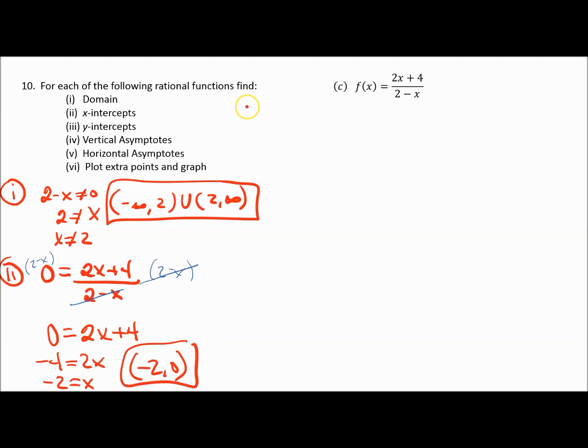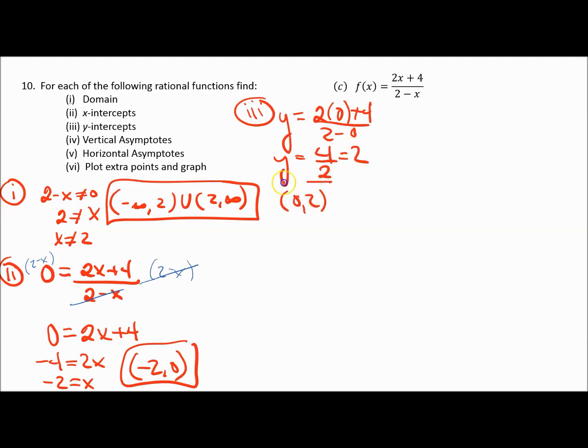For my y-intercept, I substitute 0 in for my x value, so I could say y equals 2 times 0 plus 4 divided by 2 minus 0. So that gives me 4 in the numerator, 2 in the denominator, which simplifies to 2, and that'll give me the point 0, 2 for my y-intercept.